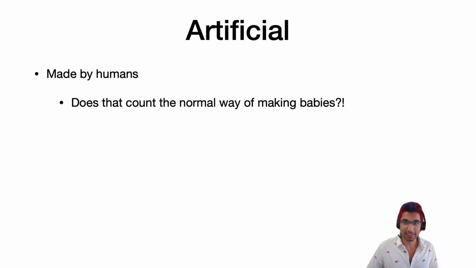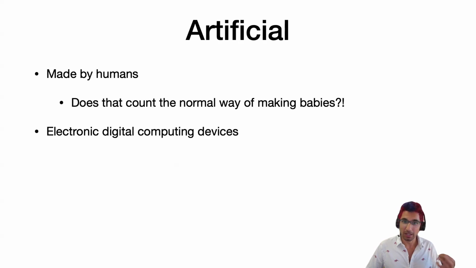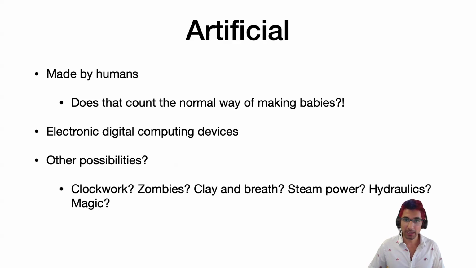He eventually says that he wants to focus on electronic digital computing devices. In 1950, when he wrote that paper, he had to spend some time arguing for why this was a reasonable definition to focus on. Nowadays, we're used to thinking that we must mean electronic digital computing devices, but it's worth spending a few moments thinking about what other possibilities there might be.